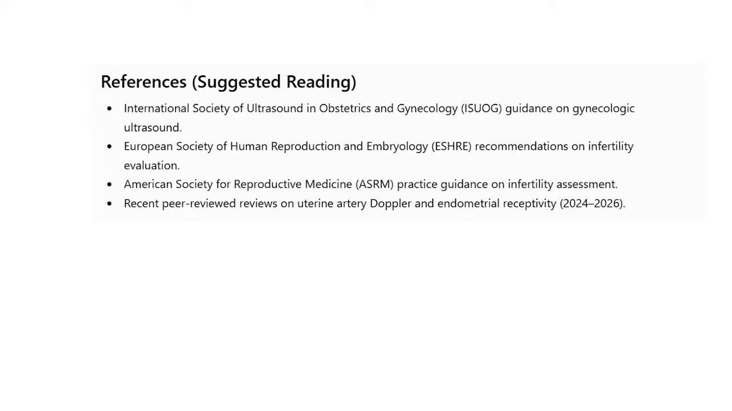So you can go and read the International Society of Ultrasound in Obstetrics and Gynecology, ISUOG, Guide on Gynecological Ultrasound, the European Society of Human Reproduction and Embryology, ESHRE, Recommendations in Infertility Evaluation, American Society for Reproductive Medicine, ASRM, Practice Guidelines on Infertility Assessment. Then the recent peer review on uterine artery Doppler and endometrial receptivity, 2024 to 2026. The problem of most sonographers is they want to work within the frameworks of what has been said before by their predecessors, which is not correct, because if their predecessors were limited, you are also limited.